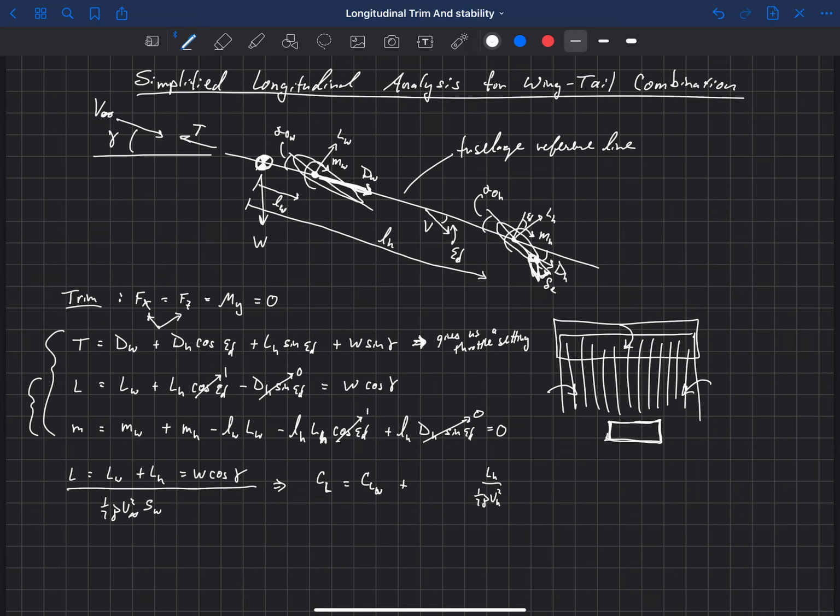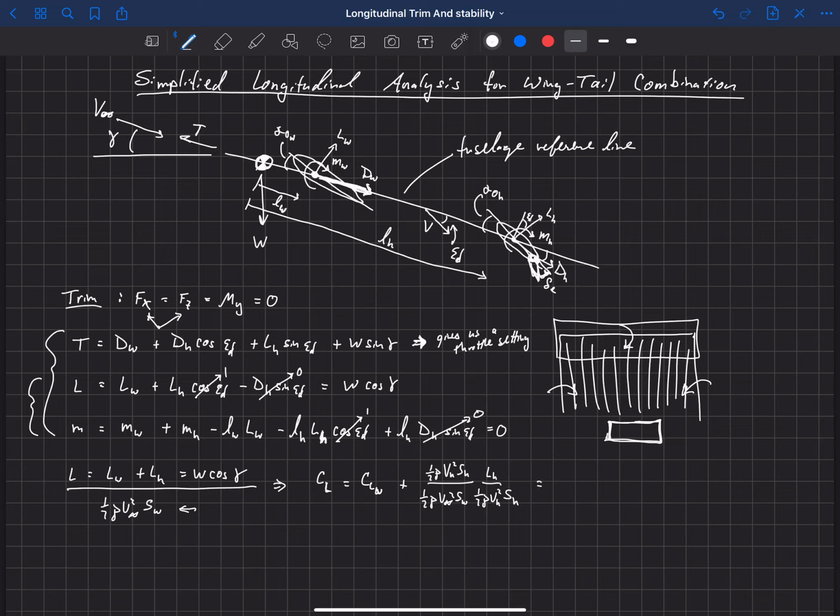So we have 1/2 rho v squared, that's the local dynamic pressure, times the area of the horizontal. I'm going to also multiply this through, so 1/2 rho v horizontal squared times the area of the horizontal, and divide by what I'm dividing the rest of this equation by. So this is 1/2 rho v infinity squared times the area of the main wing. Let's come back to this in just a minute, but let's move on to the last component here.